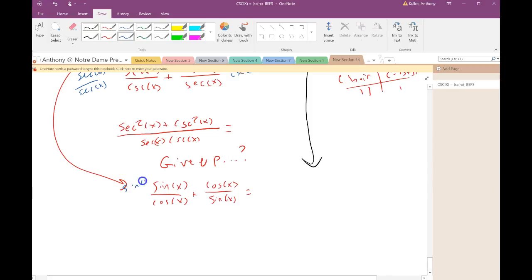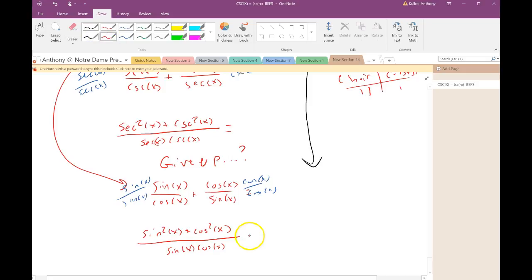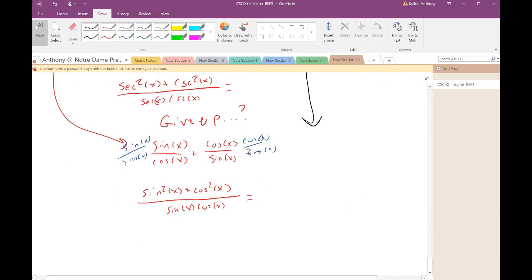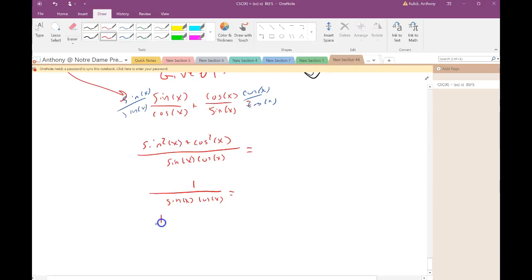Common denominator. So sine x and sine x on this one, cos x on this one. That's going to give me sine squared x plus cosine squared x over sine x cosine x. And that's looking a lot nicer, right? What is sine squared plus cosine squared? And this is really the same thing as 1 over sine x times 1 over cos x, right? You guys buy that?